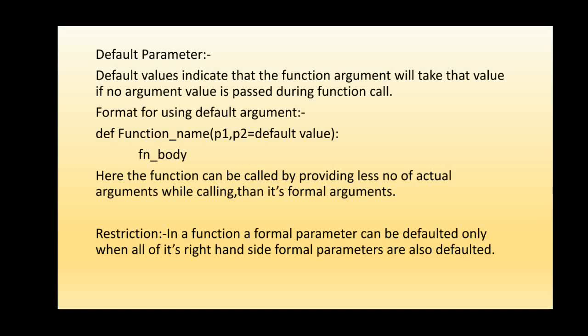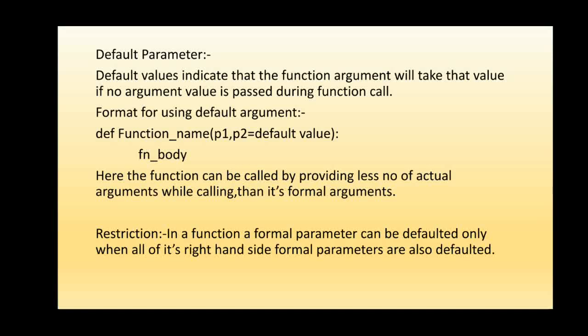Here the function can be called by providing fewer actual arguments than its formal arguments. That means we get two options. We can call the function with two arguments; then the default value for p2 will not be used. Or we can call the function with a single argument; then from the left hand side that single argument will be assigned to p1, and as we are not providing any value for p2, p2 will get its default value.